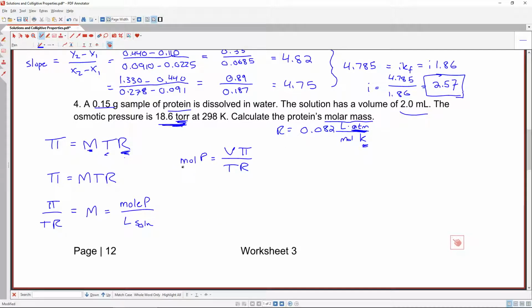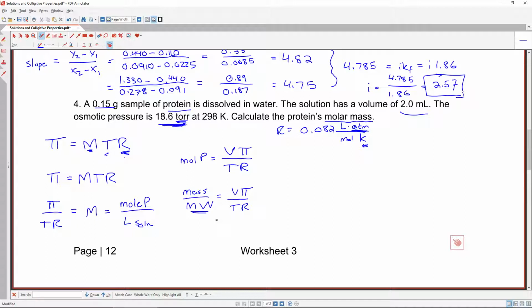Right, so moles, that's our mass divided by our molecular weight. Okay. Whoop. Wait. It's equal to V times osmotic pressure over TR. So now let's solve for molecular weight.